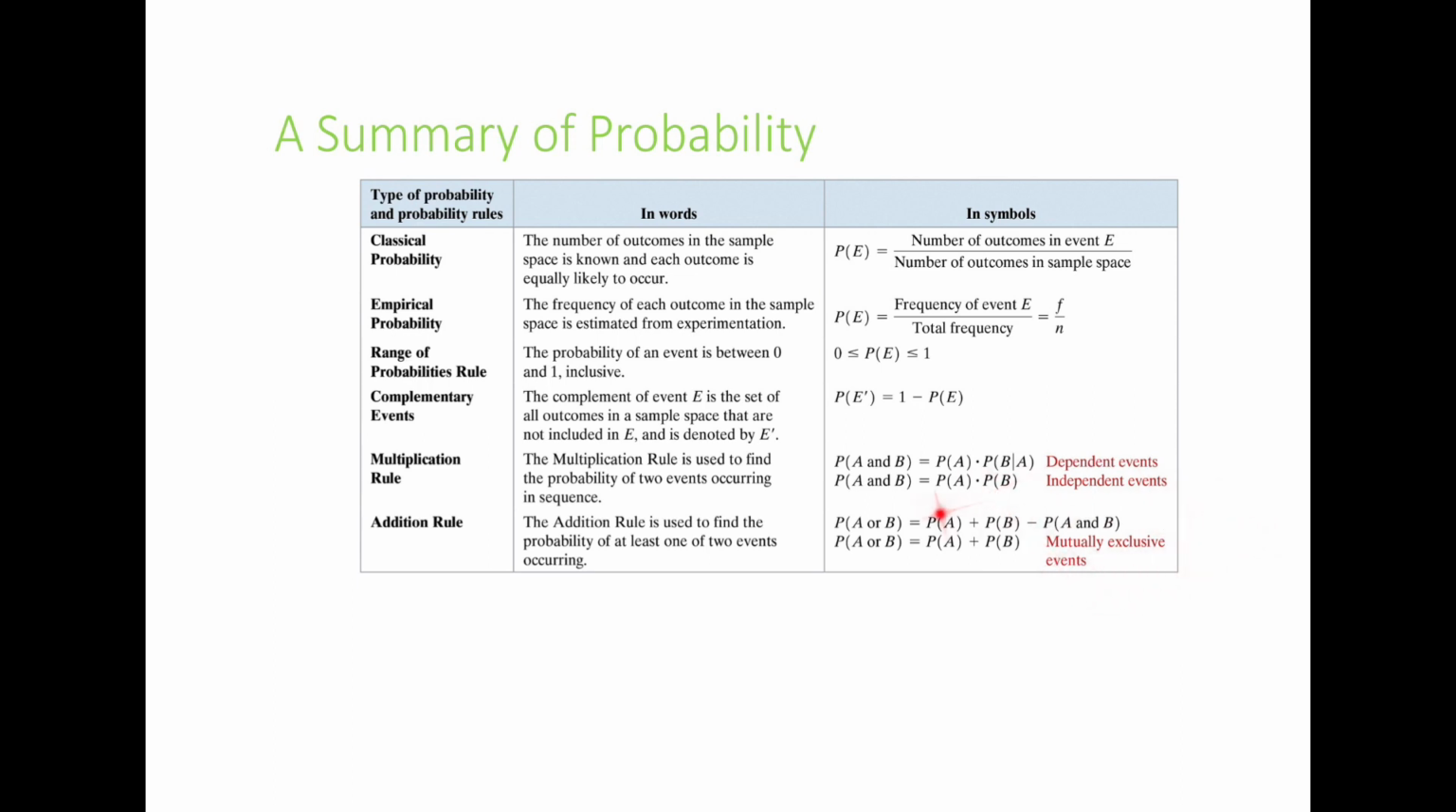Also, if two events are mutually exclusive, the overlap will be 0, right? They're separate circles, they don't overlap, so we don't have to worry about subtracting the probability of A and B. But here the probability of A and B is used to think about, can they occur at the same time, and what's the probability of that overlapping occurrence?